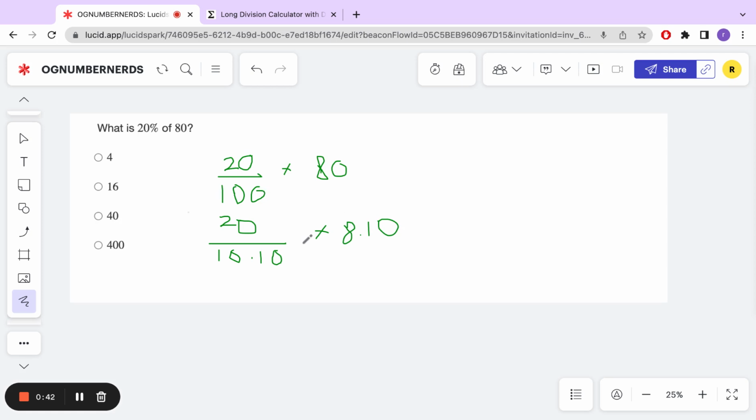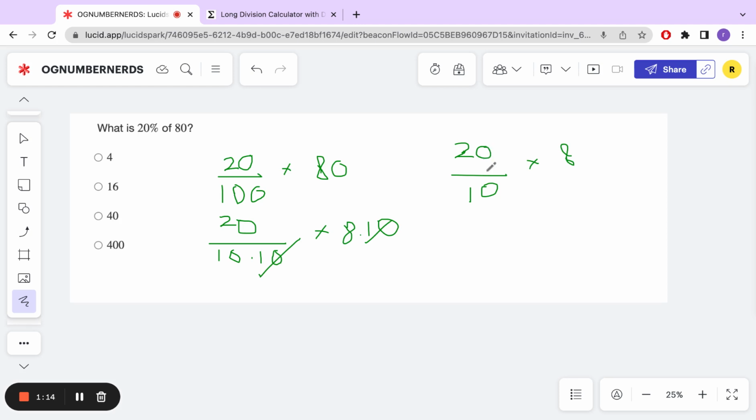In this step below, I broke down 100 as 10 times 10. And I also broke down the 80 into 8 times 10 so that I can make it easier and cancel out the common terms. So over here, I'm going to cancel the 10s so that I can rewrite the expression as 20 over 10 multiplied by 8.